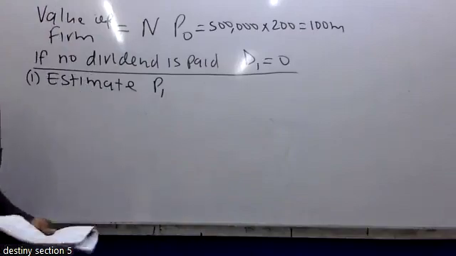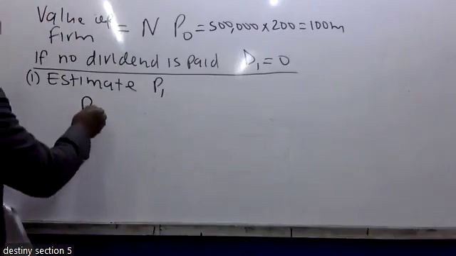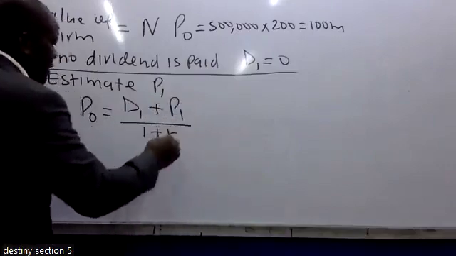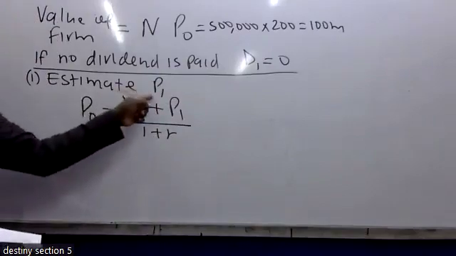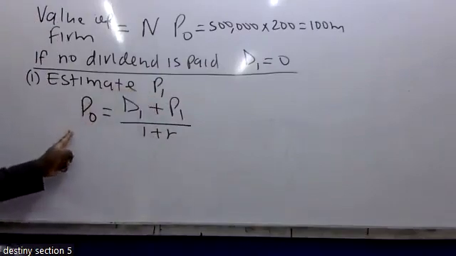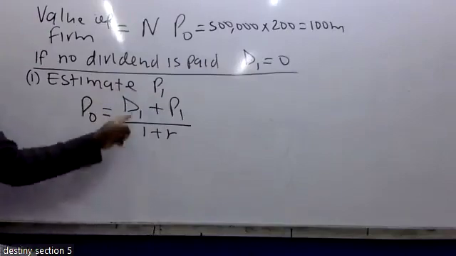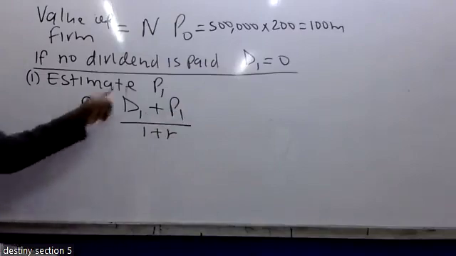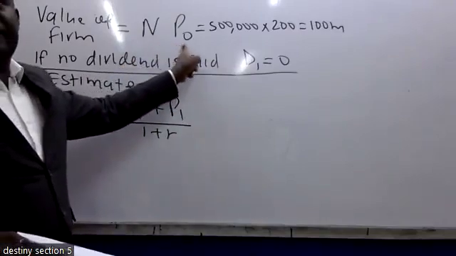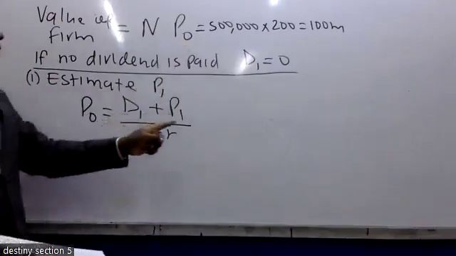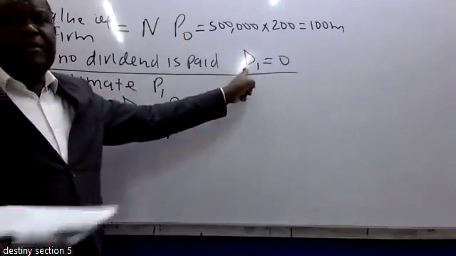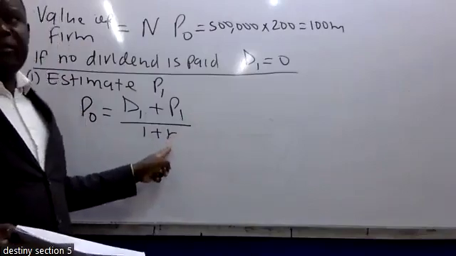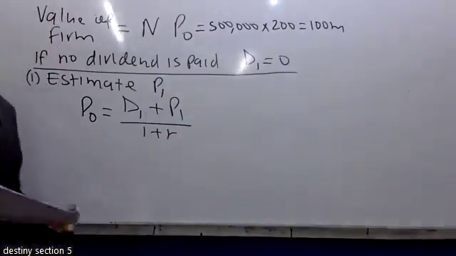To do that, I will use this formula: PO is equal to D1 plus P1, divided by 1 plus R. So PO is the current market price, D1 is the dividend per share at the end of the year, P1 we are looking for, the price per share at the end of the year, and R is the cost of equity or the cost of capital.